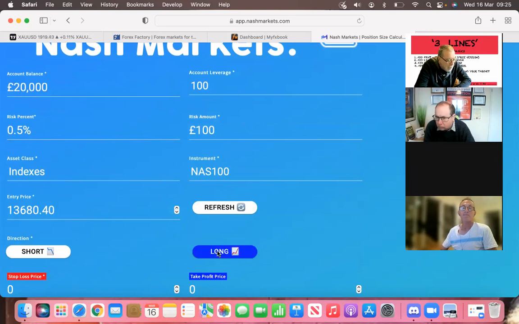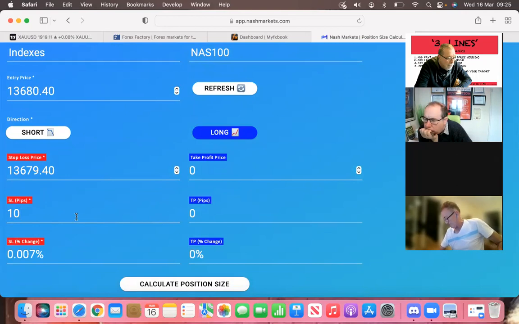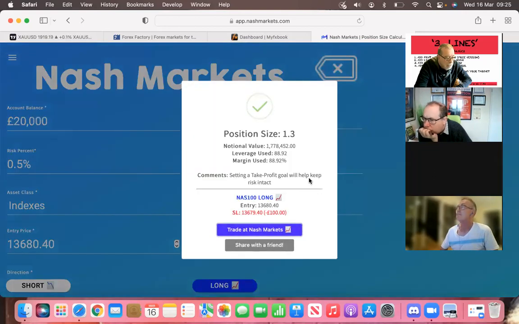So let's say I'm going for a buy, and then there are three. You only need to enter one of these variables. What I do is I enter the number of pips. So if I'm prepared to risk 10 pips, I just put 10 pips in there, ignore those. It already tells me what my stop loss price will be. If my stop loss is 10 pips, it also works it out in percentage terms as well. So calculate position size, and it says your position size is 1.3.